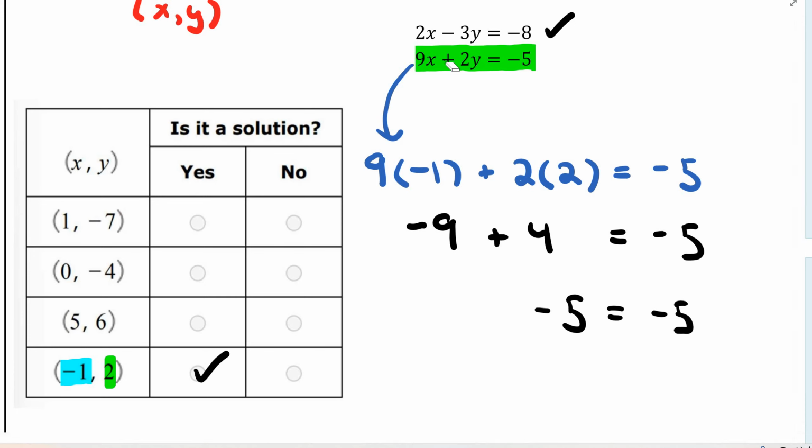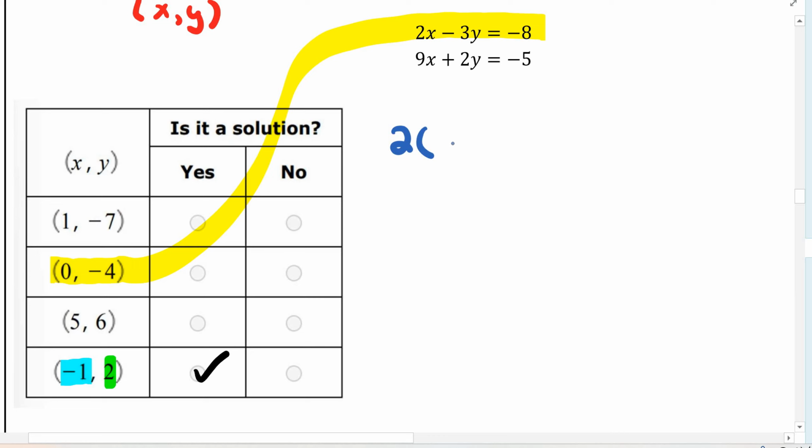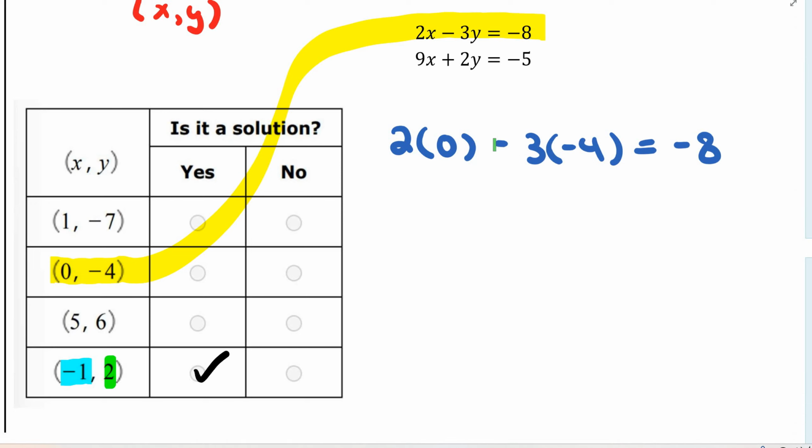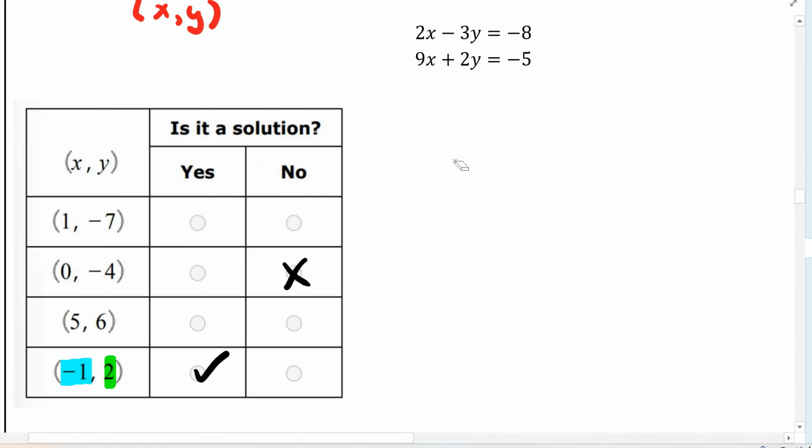And if you test the other ordered pairs, you'll notice that you'll get a result where the left-hand side does not equal the right-hand side, and then you can pretty much stop and move on. For example, if I just tested the ordered pair (0, -4) on the very first equation, you'd have 2 times 0 minus 3 times -4, and does that equal negative 8? Clearly that's going to be no, because we have a negative 12 there. So 0 minus 12, does that equal negative 8? It does not, so we know that's not going to work. This whole question is designed for you to test all the ordered pairs and see if the left-hand side equals the right-hand side, and it's really the last ordered pair that works.